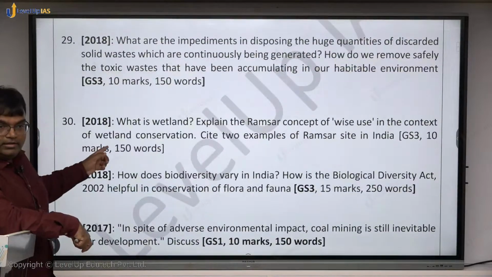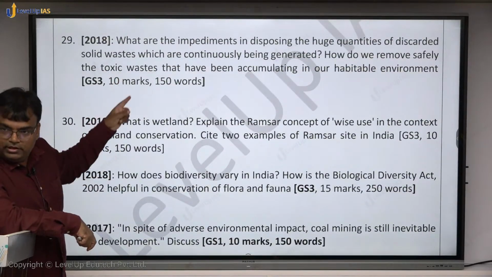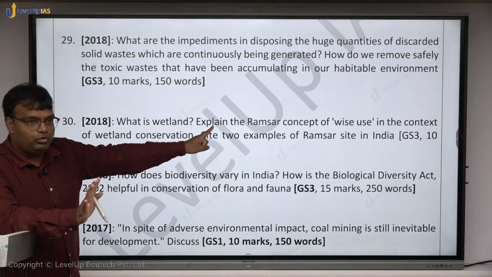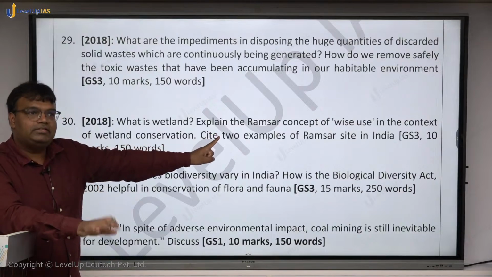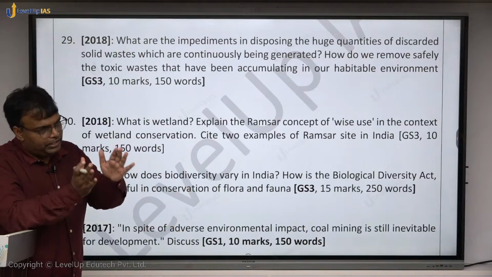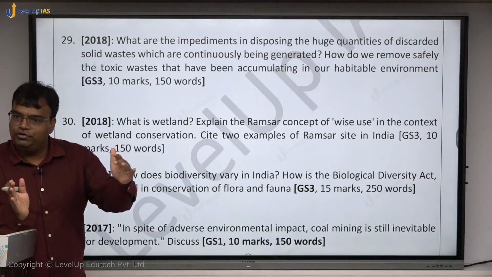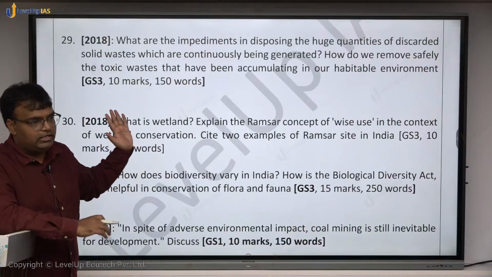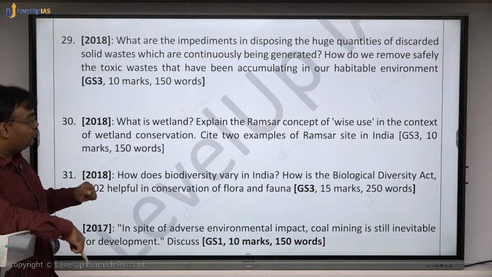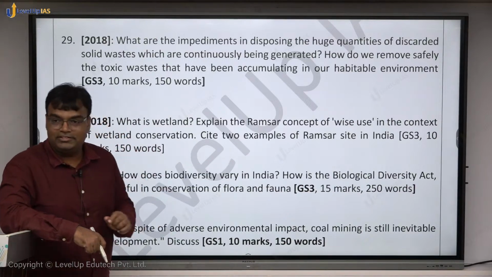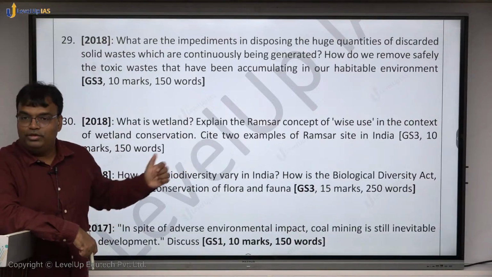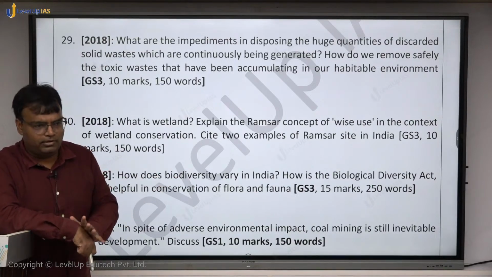What is wetland? Wetland पे they have asked question recently, past में भी पूछा हुआ है. Explain the Ramsar concept of wise use. Do we all understand what is Ramsar concept of wise use? We will study it again. आप सबको पता है, जिन्होंने मेरे साथ prelims पढ़ा है, they understand it. But यहाँ पे short form में 150 word, 250 words में we will be able to understand what is wetland, what is meant by this concept, wise use concept, and cite 2 examples of Ramsar site. Recently जो उन्होंने पूछा था, cite a few examples. Here cite 2 examples, specifically 2 examples of Ramsar site.